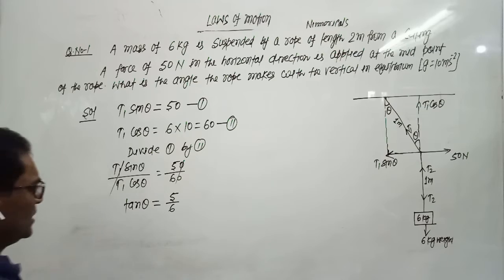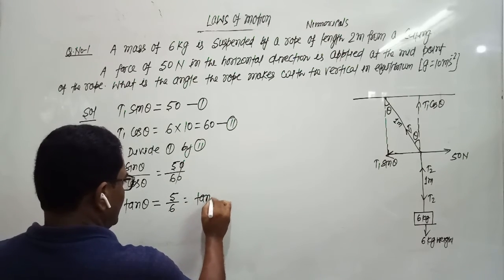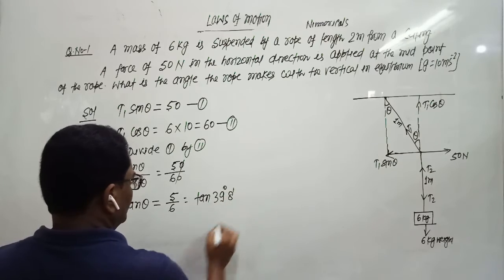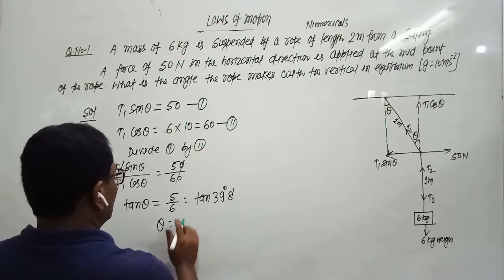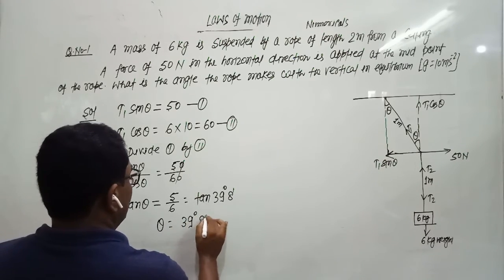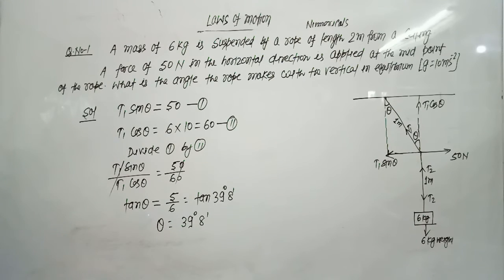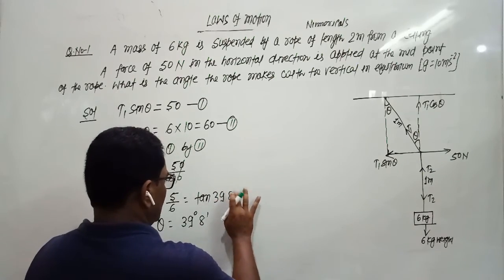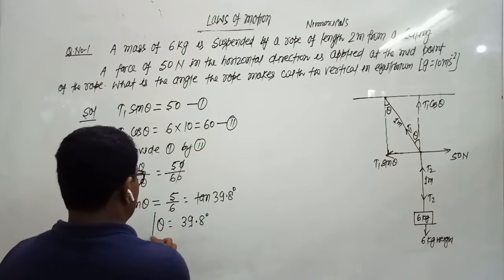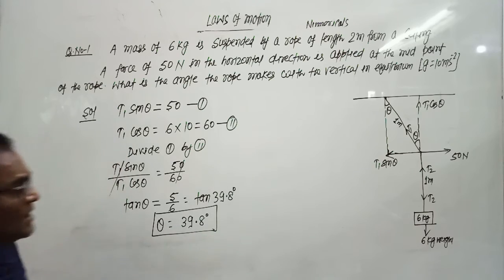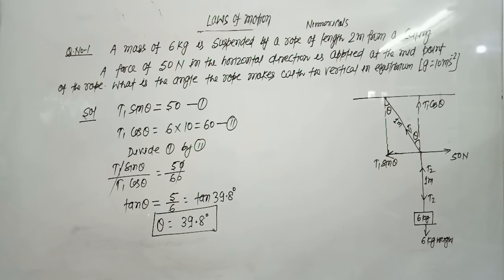This is equal to tan of 39 degree and 8 minutes. So the value of theta becomes 39 degree and 8 minutes, or 39.8 degree. This is the angle which the rope makes with the vertical. The rope is making an angle of 39.8 degree with the vertical.